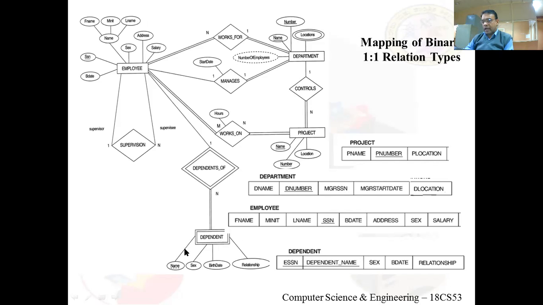And in dependent, we have ESSN, name, sex, birth date, relationship. The fifth table, an additional table that will be created even though it is not an entity, is works on because of M:N relationship type. Works on: ESSN, project number, and hours. This table will give the details about which employee works on which project for how many hours.